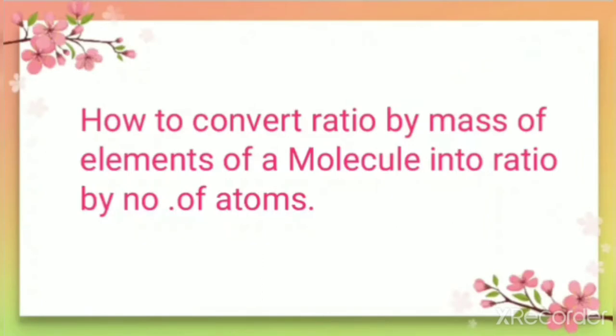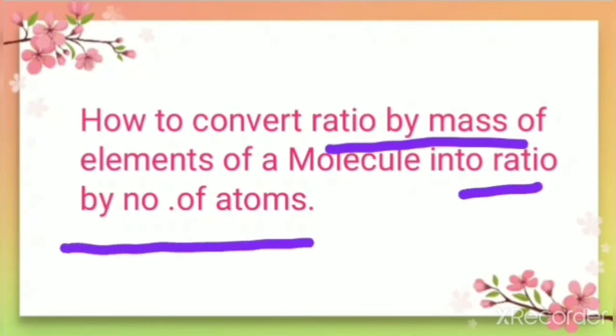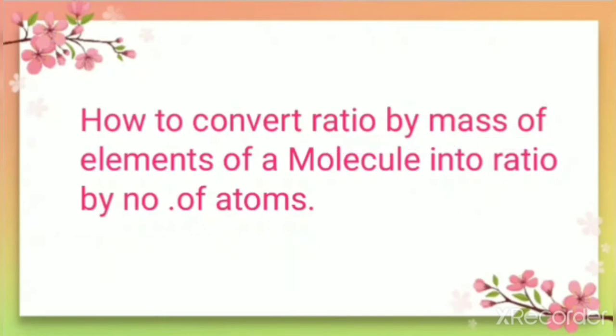So how do we convert the ratio by mass of an element of a molecule into ratio by number of atoms? Once again, look here. Two ratios are there, that is ratio by mass and ratio by number of atoms. When we find the simplest ratio in terms of mass, that is the ratio by mass. And in terms of number of atoms, if we find the simple ratio, that is called the ratio by number of atoms. So let us find out how we can convert the ratio by mass into ratio by number of atoms.